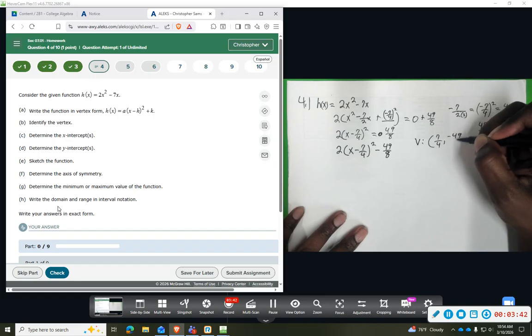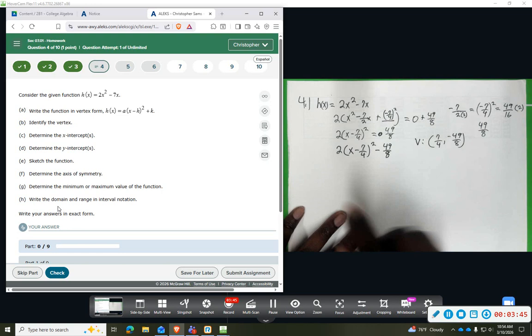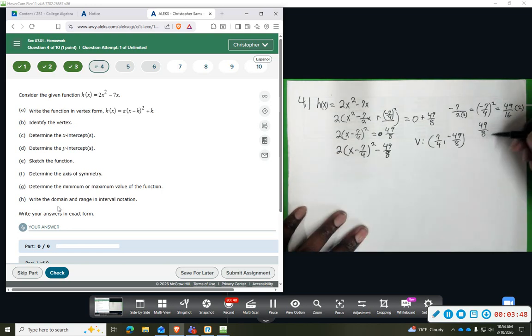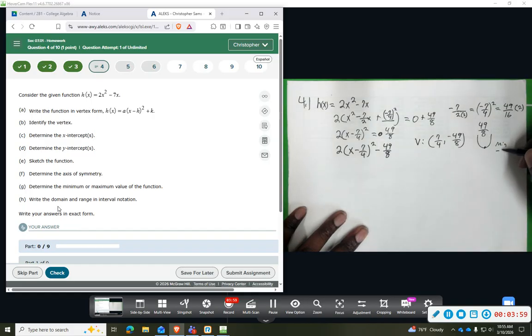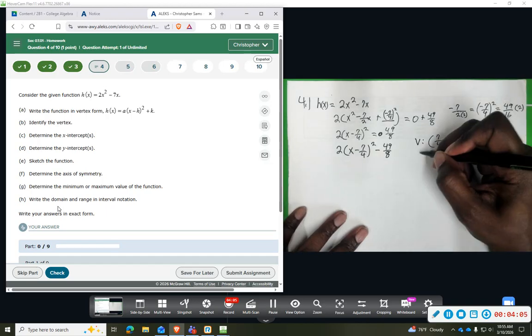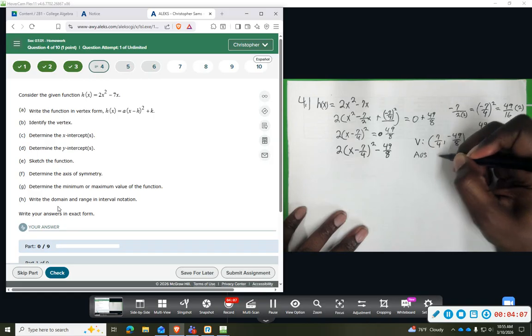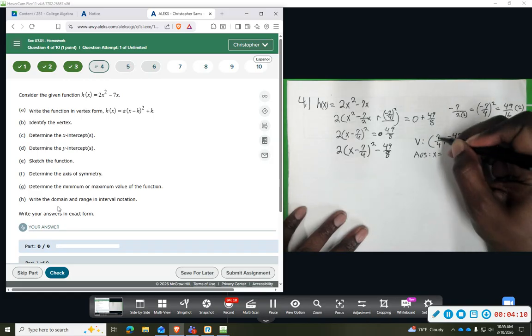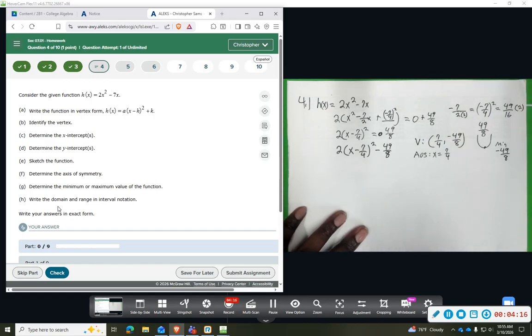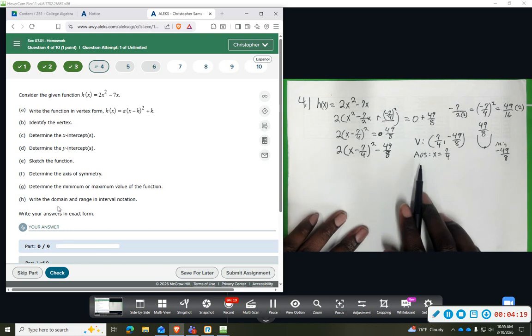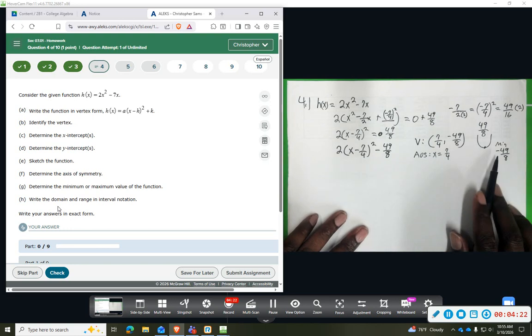Okay, so with this having been done, we can say that our vertex is 7 over 4, negative 49 over 8. We know that since this leading term is positive, this parabola opens up, which is going to give us a minimum. That minimum should be the y-coordinate of negative 49 over 8. The axis of symmetry is x equals whatever the x-coordinate of the vertex is, so that's going to be x equals 7 divided by 4. And from here we can also talk about the domain and range.